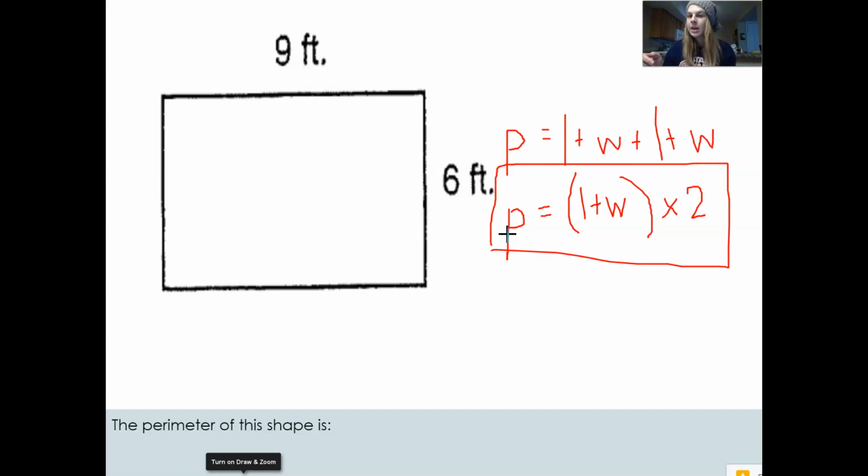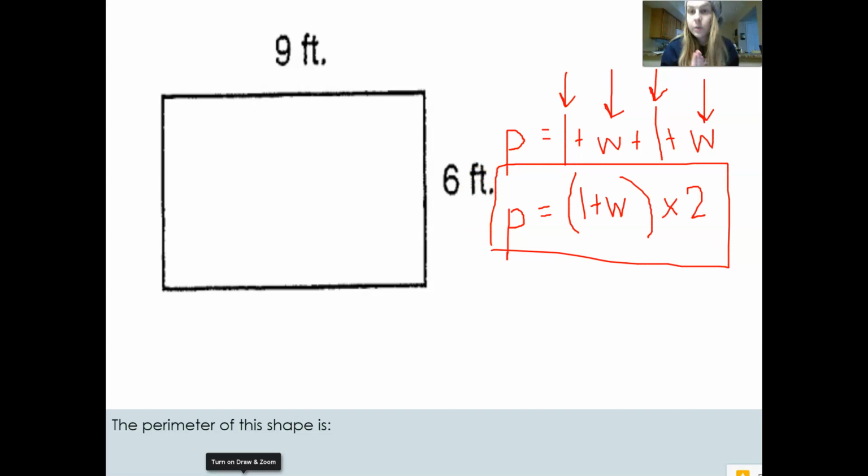Why is that? Because we're adding the length plus the width 2 times, which means that this length has to be the same as this length. And this width has to be the same as this width. That's the only way we can make this number sentence work for perimeter.